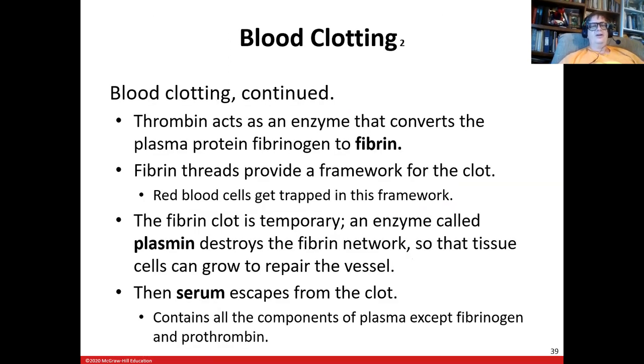Okay, so blood clotting. Prothrombin is turned into thrombin, which is an enzyme that will turn fibrinogen into fibrin. The fibrin forms the fibers, the branches of the tree across the stream. It provides the framework for the clot. And red blood cells get trapped there. Now, the fibrin is temporary. You've got another enzyme called plasmin that will destroy it. And then you have cells that'll grow.